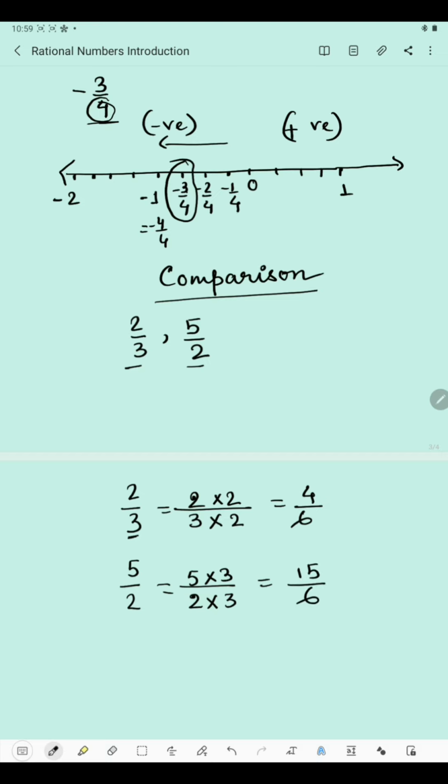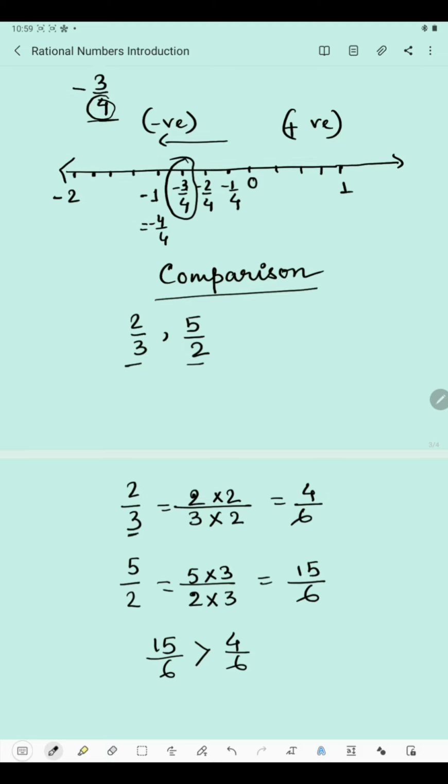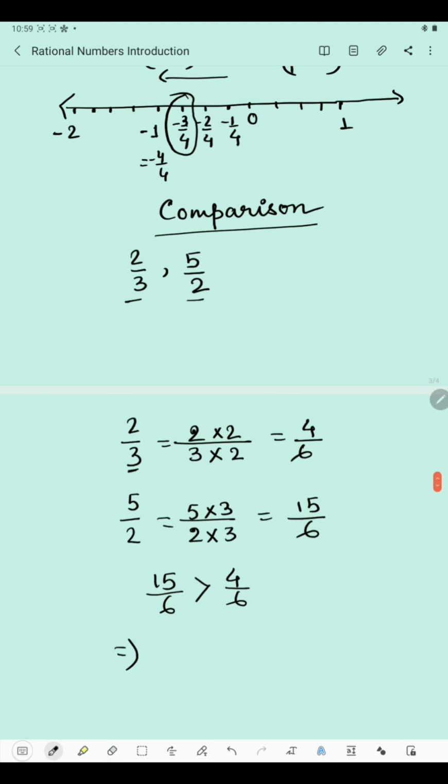Now see which one is greater. So it is clearly seen that 15 by 6 is greater than 4 by 6, because after making the denominator the same, we can easily identify which one is greater. So here 15 is greater than 4. Now 15 means which rational number is greater? 5 by 2 is greater than 2 by 3.